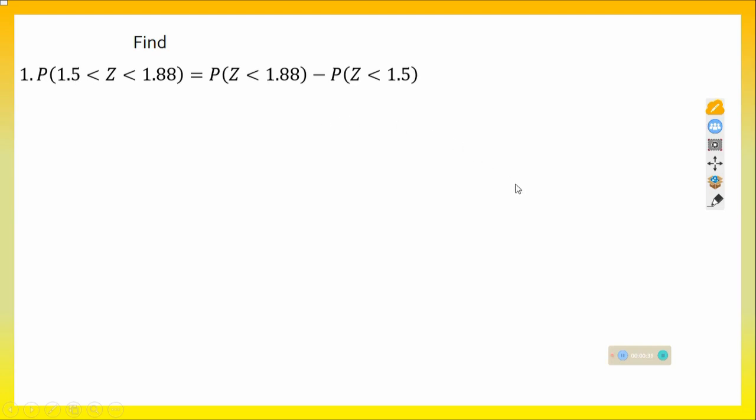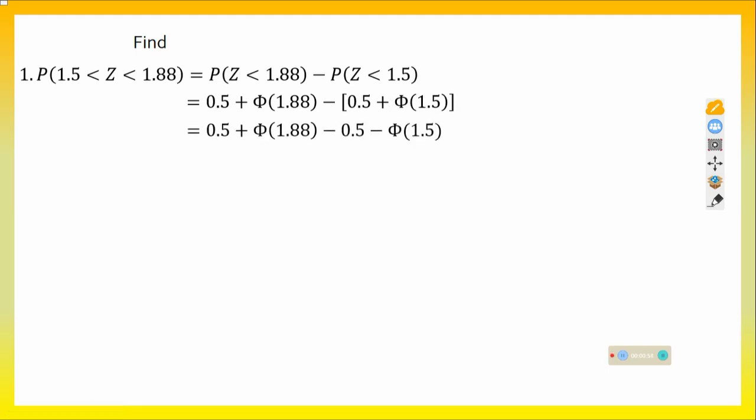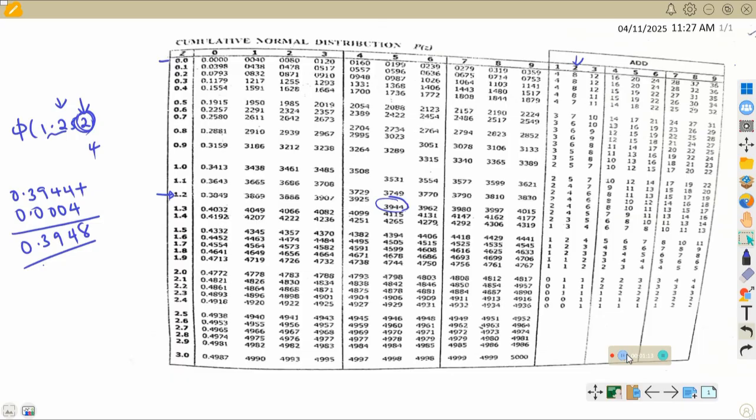So from there, we shall now apply. We know that if it is less than, then it becomes plus. So it becomes 0.5 plus the table reading of 1.88. If it is less also here, then it becomes a plus. So the 0.5 will cancel out, and we shall remain with the table reading of 1.88 minus the table reading of 1.5. So we shall go to our table and read these values here.